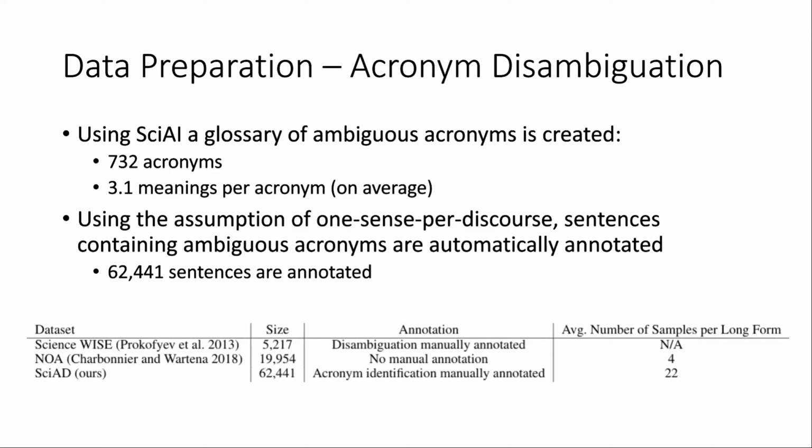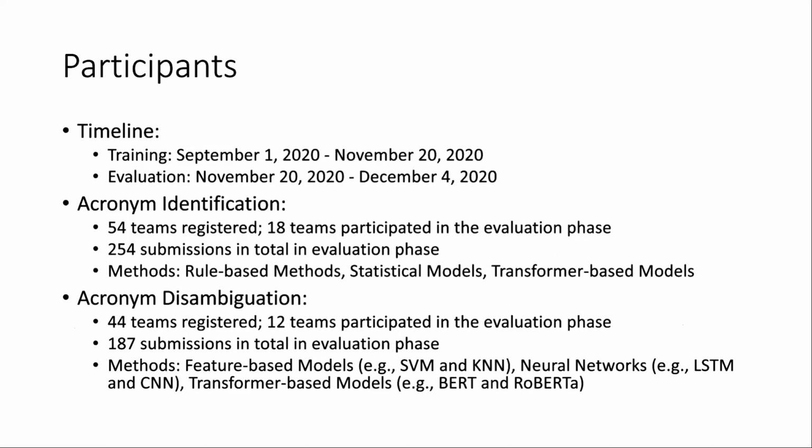And compared to the other existing datasets for the scientific domain for this task, acronym disambiguation, this dataset, which we call SciAD, has more training samples. So it could be a better benchmark for evaluating the existing models. Using these two datasets, we organized two shared tasks for acronym identification and disambiguation.